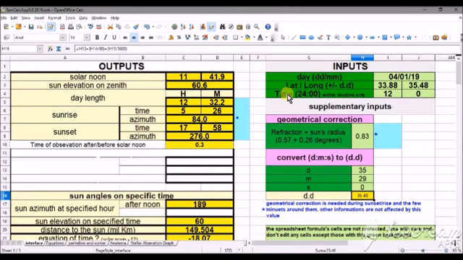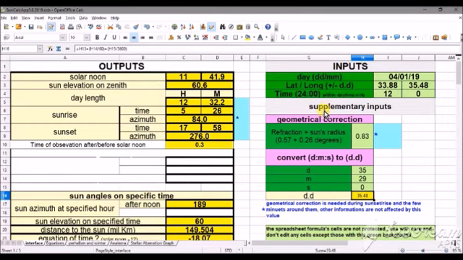The last of the main inputs is the time in 24 hours format. So this is 12 noon. This is to get the measurements of the sun at a specific time. And it only works within daytime.